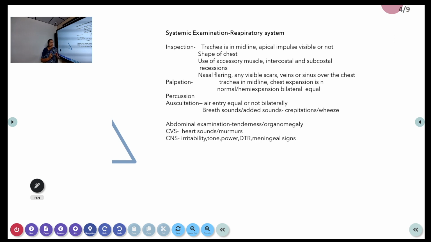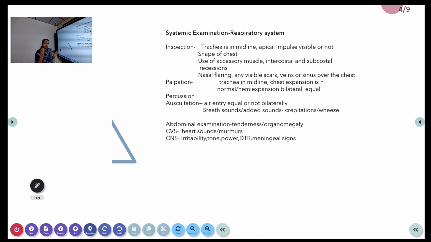It is not always possible to measure the chest expansion and hemi expansion in small children. So in an older child who will cooperate with you, you can look for the chest expansion at the level of the nipples. Otherwise, you say that chest expansion I couldn't measure because the child is small and cannot cooperate. So that is in palpation. So trachea, apex beat, chest expansion, hemi expansion, and then you palpate for the vocal fremitus also.